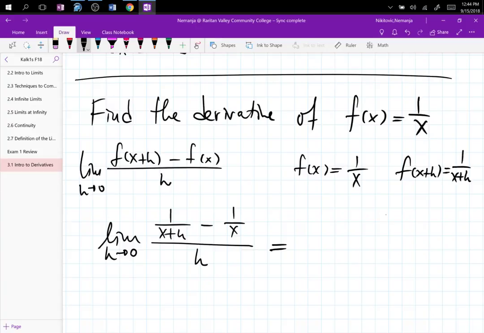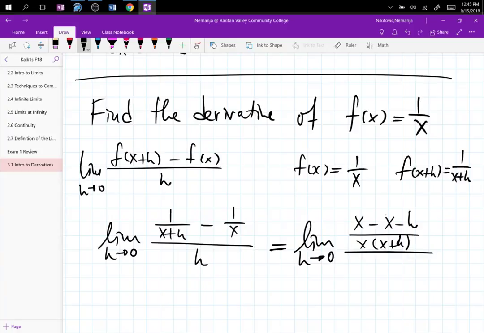The only thing I can do is add fractions. I mean subtract fractions, right? So we'll do exactly that. Cross multiply. The denominator is going to be x times x plus h. Cross multiply on the top, so that's x minus x plus h. Everything divided by h.